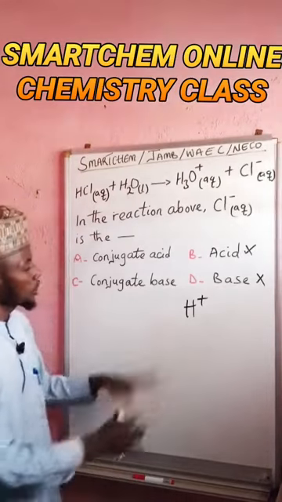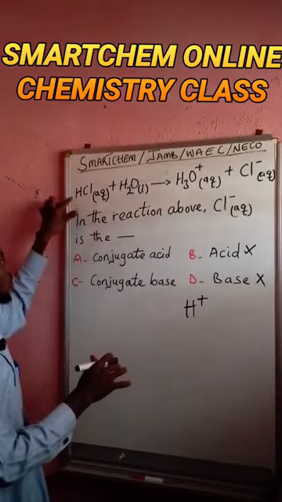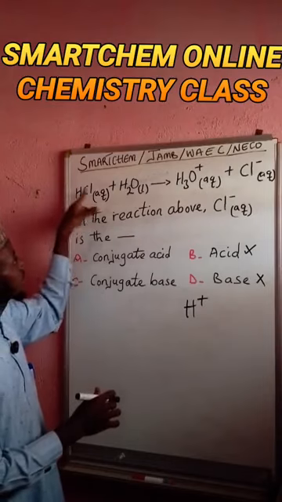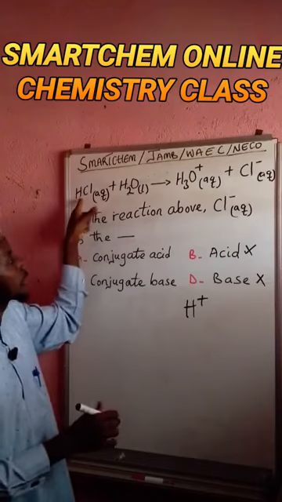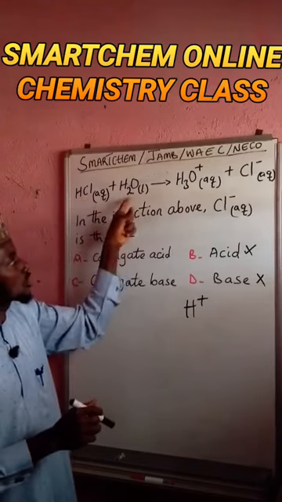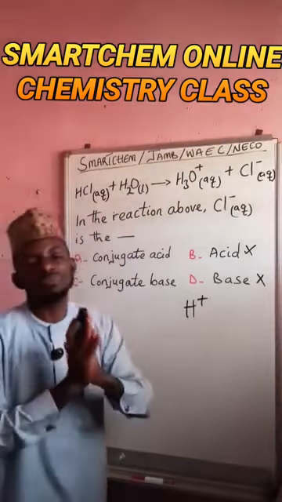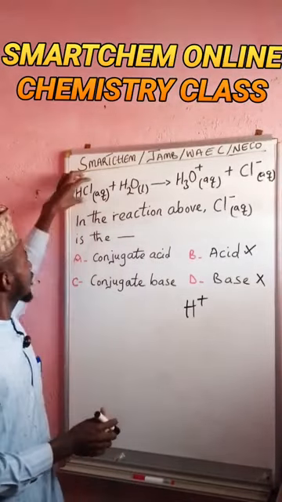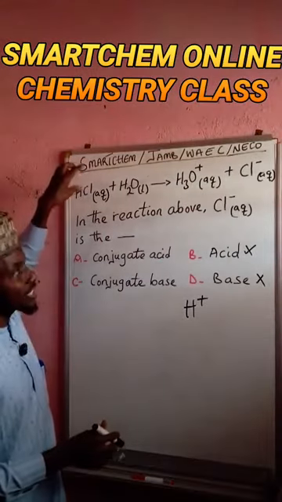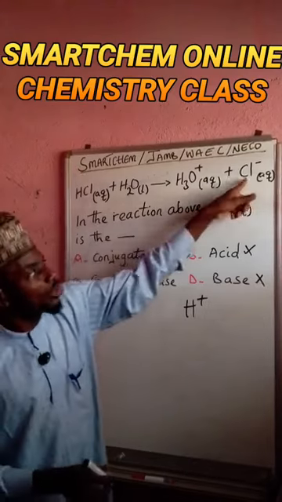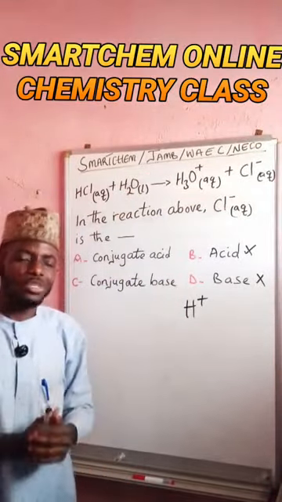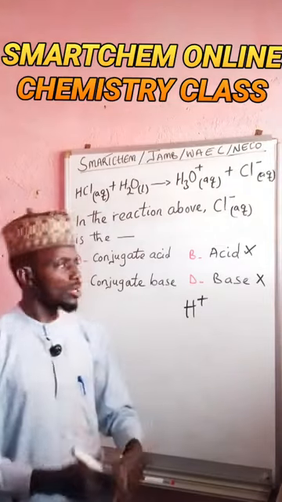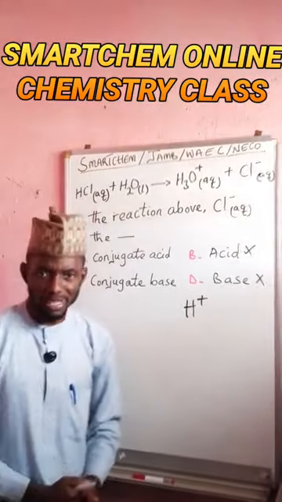Are we together? Now, from this definition, hydrogen chloride here is definitely an acid. Why? Because hydrogen chloride in this reaction is the one that loses hydrogen ion, that is a proton, to water. And the water is the one that accepts the proton, which is the hydrogen ion, to form hydronium ion. And hydrogen chloride donated the hydrogen ion and became only chloride ion. Are we together? So now, what is the name of this chloride ion? This question drives us to know what is conjugate acid and what is conjugate base.